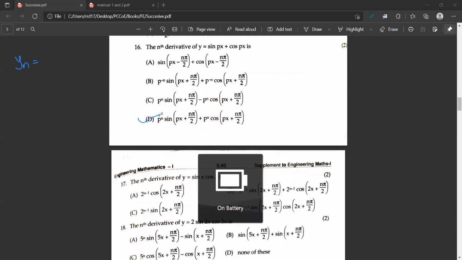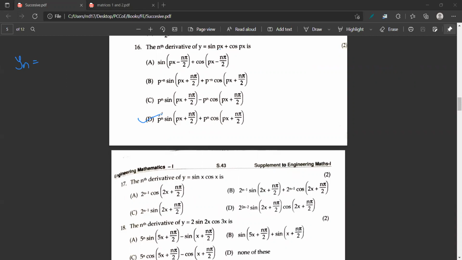Okay. Now here you don't have to get confused. You need to use the shortcut. Look at the 17th question. What is given to you in the 17th question? The nth derivative of y is equal to sin x into cos x. Right. How do you find it out?